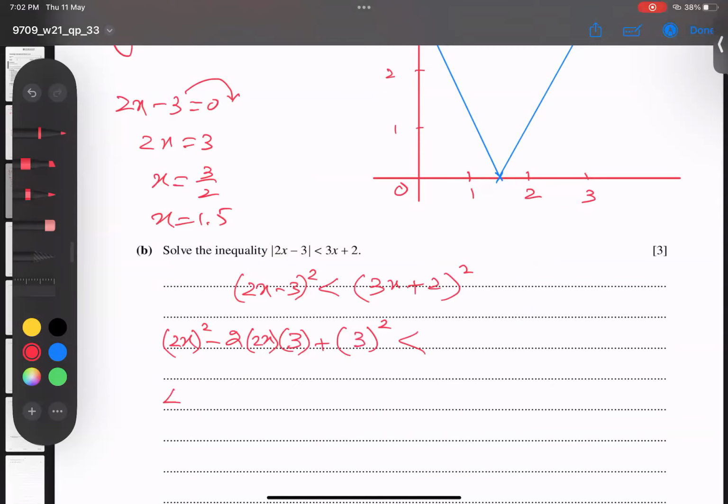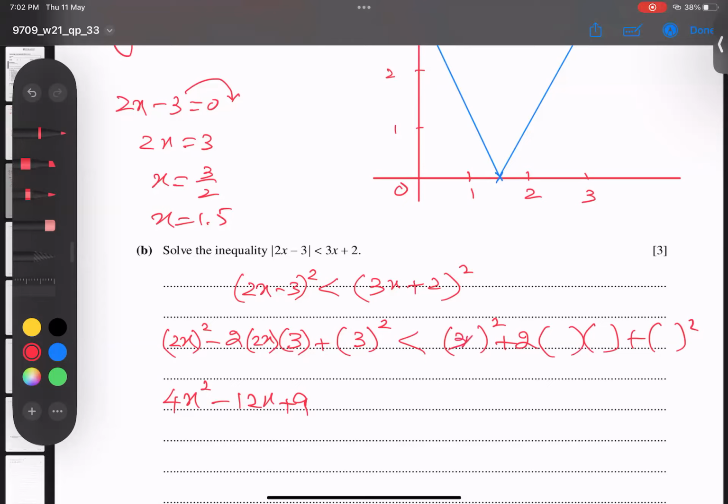Square of 2 and square of x becomes this. 2 times 2 times 3 is 12, so 12x, and plus 9. And what is the right side, students? Again, first term square plus 2 into first term into second term plus second term square. All right. Now you see what I can do here further.